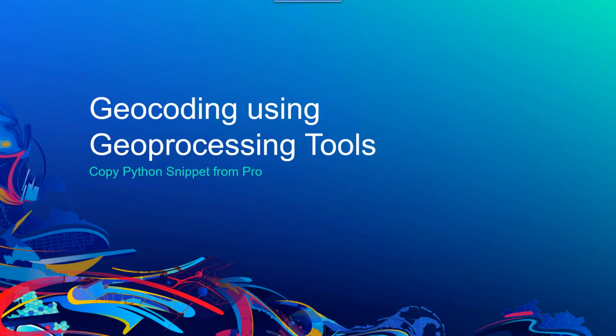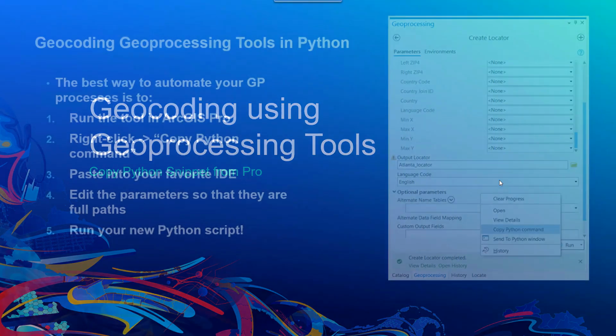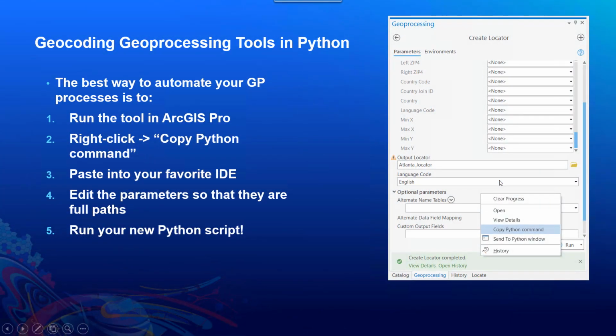Now let's talk a little bit about geocoding using the geoprocessing tools. So this is copying a snippet from Pro. So my best recommendation in automating your workflows from ArcGIS Pro is to first run the tool in Pro. So the best way to automate your GP process is to run the tool in ArcGIS Pro, right-click Copy Python command, paste that Python command into your favorite IDE.